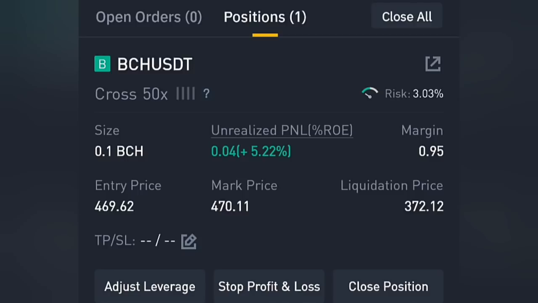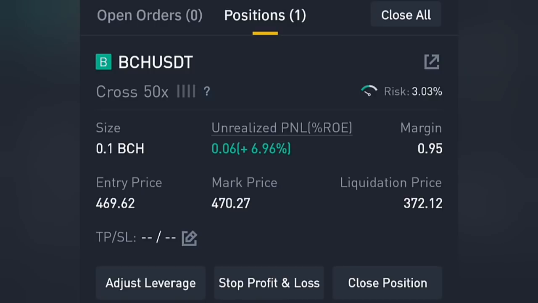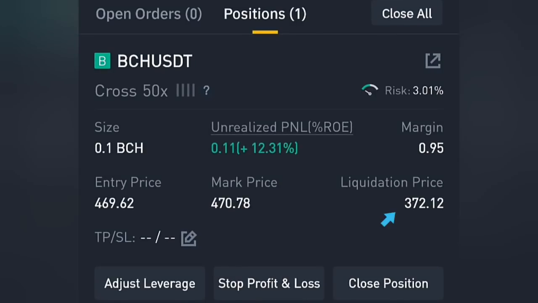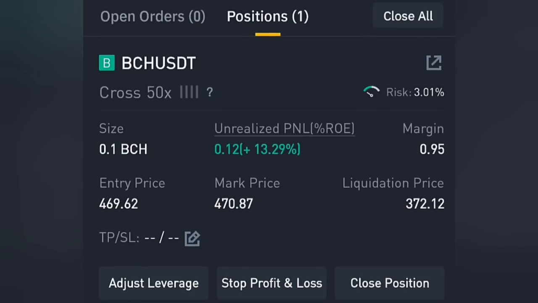The market hasn't even moved like that, but the return on equity is already up, because I am using leverage. Right now I am on the 50x leverage. If you look at my liquidation price right there, you will notice that it is around 372.12. If the price of Bitcoin Cash decides to go down to 372.12, I would lose my money. Like, I would lose everything.